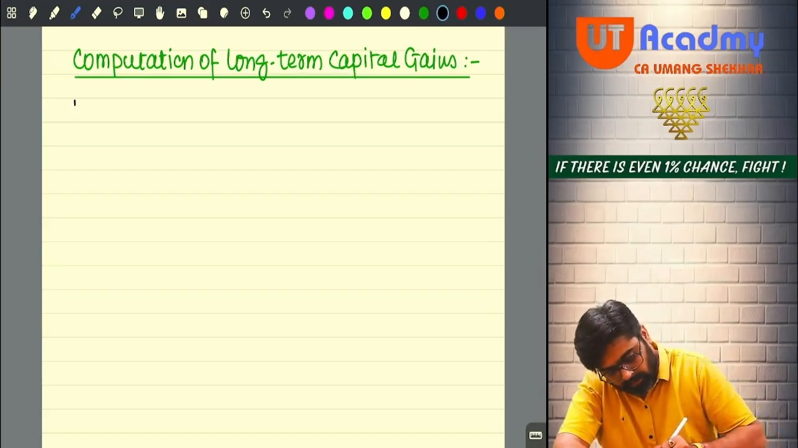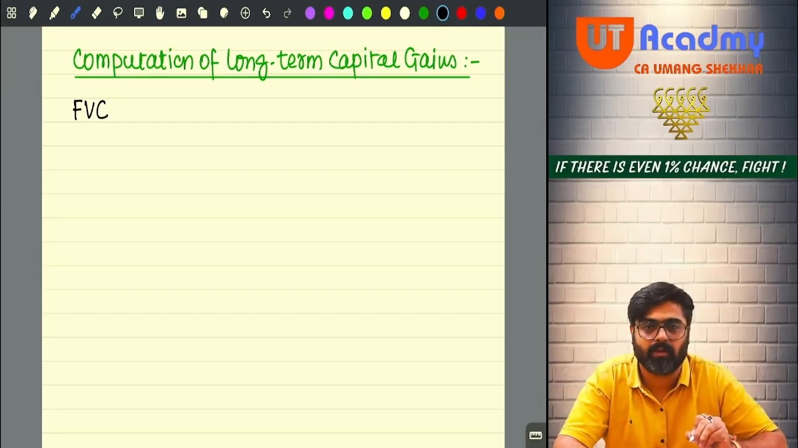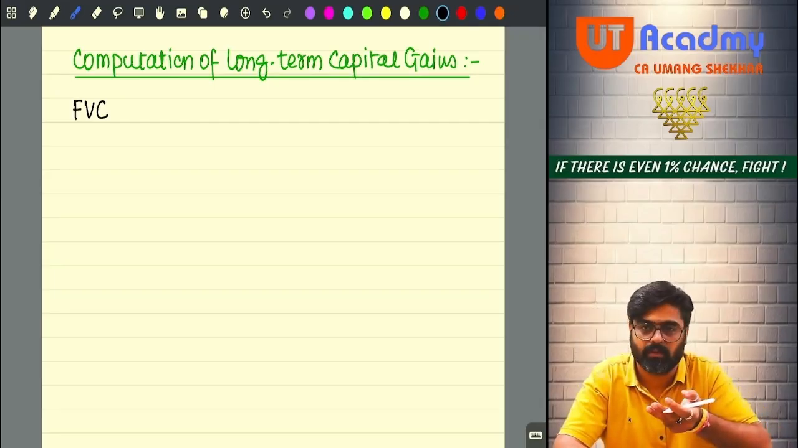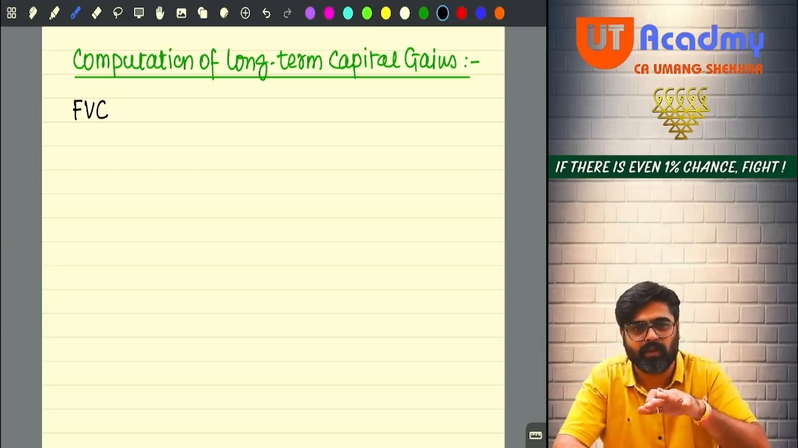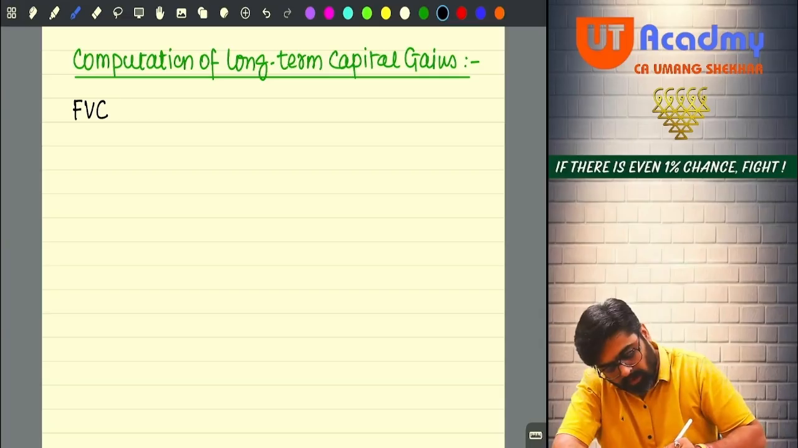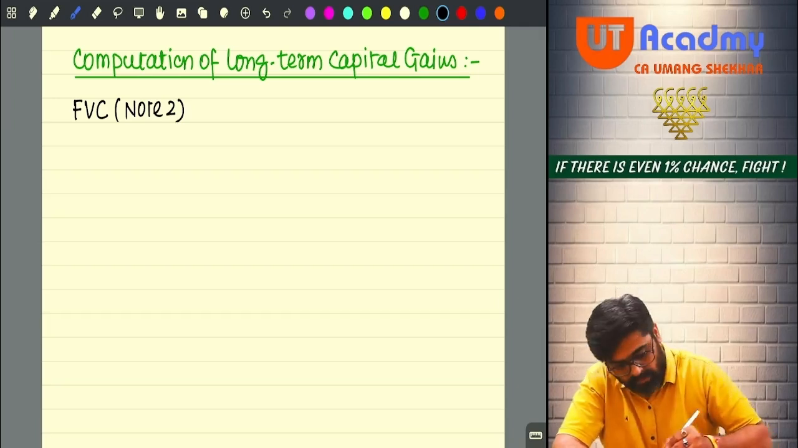So, full value of consideration. See, instead of making a separate note, you can do the workings here also in your main statement, but it will not look good. So what we are going to do for full value of consideration, we'll prepare note 2, because note 1 will be for long term or short term. Yes or no? Less what?